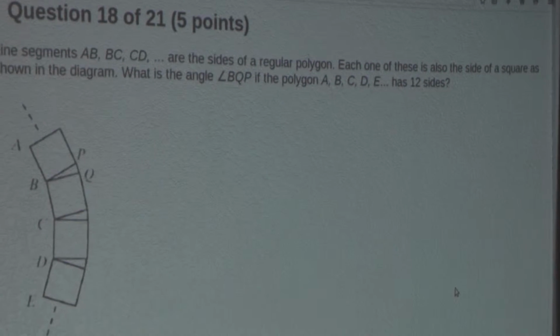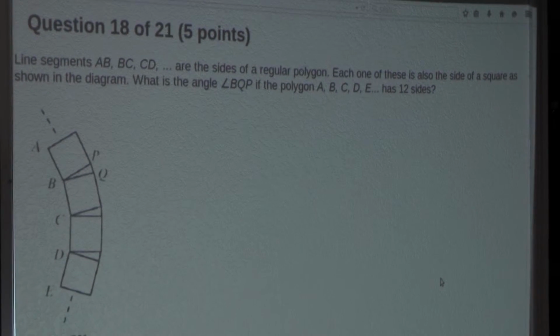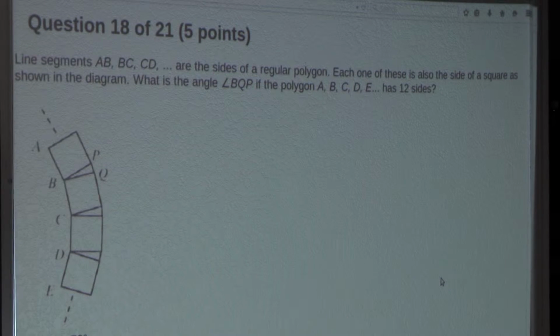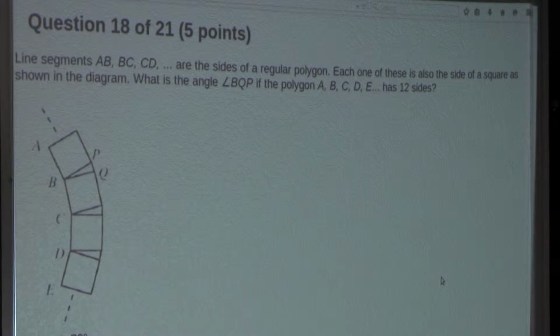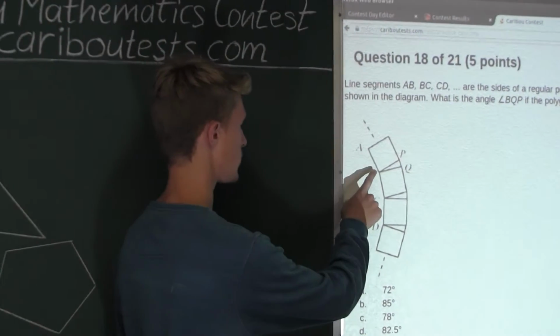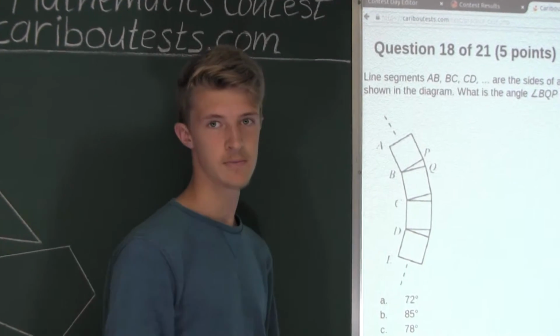So the question is, line segments AB, BC, CD, and so on are the sides of a regular polygon. Each one of these is also the side of a square as shown in the diagram. What is the angle BQP if the polygon ABCDE has 12 sides? Okay, so we want to find out what the angle BQP is.